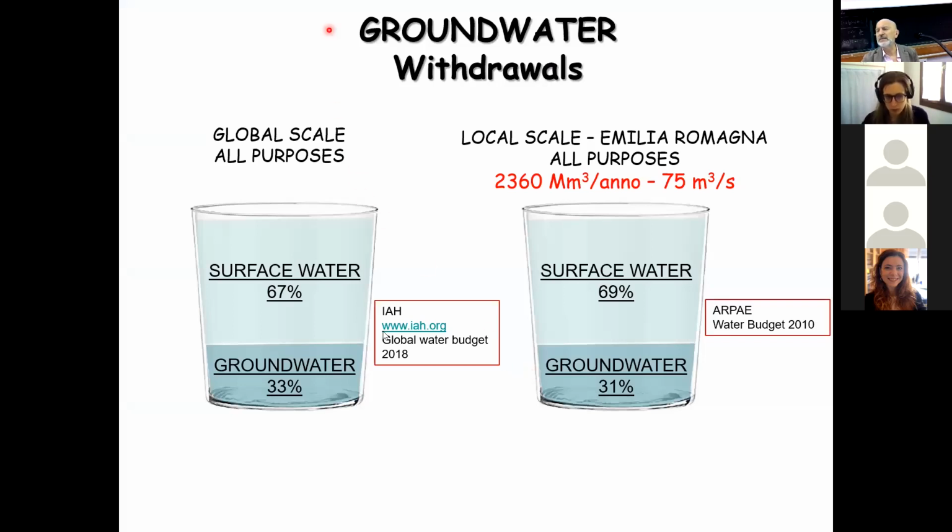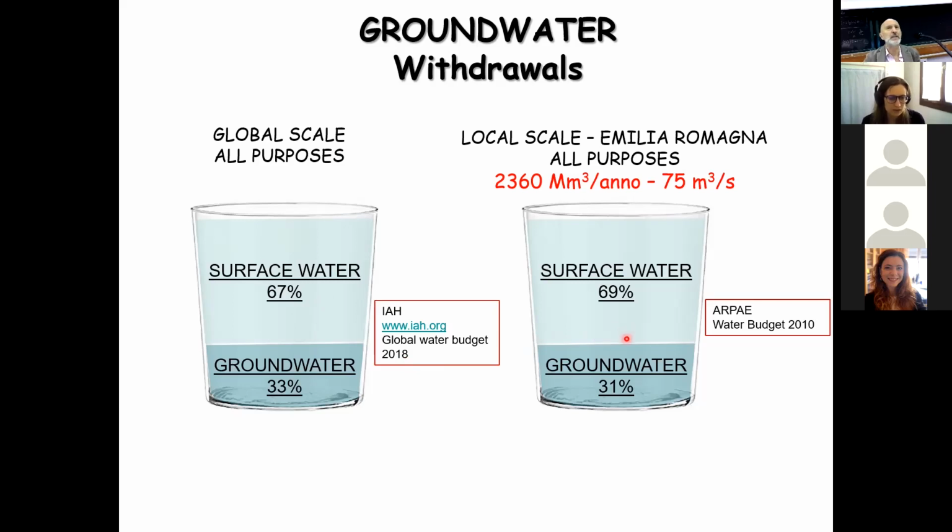Consider these data that compare the global use and the Emilia-Romagna use. We are not so different between the two. This bucket is the global scale withdrawals of fresh water for all purposes. So irrigation, drinkable use, and industrial use. At the global scale, at the planet scale, this is a budget of 2018. So it's a recent global budget. About 2/3 of global scale water is derived from surface water. So from rivers, from streams, from reservoirs, whereas 1/3 is exploited by groundwater.